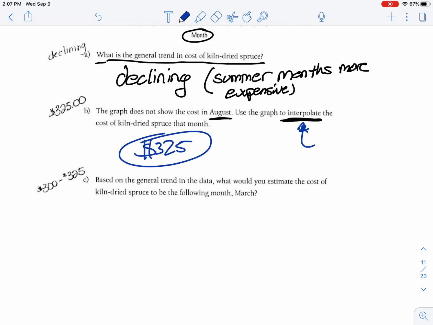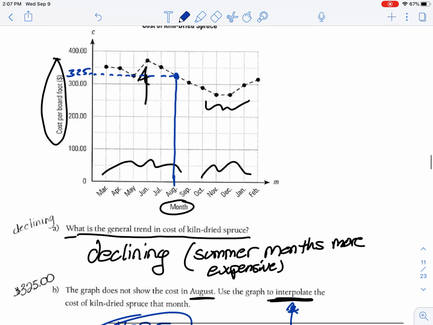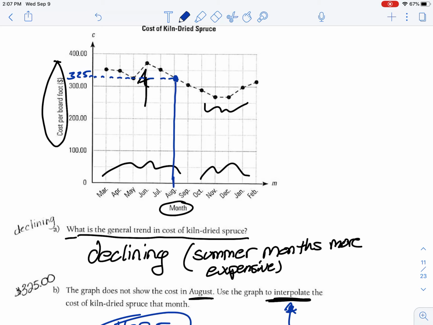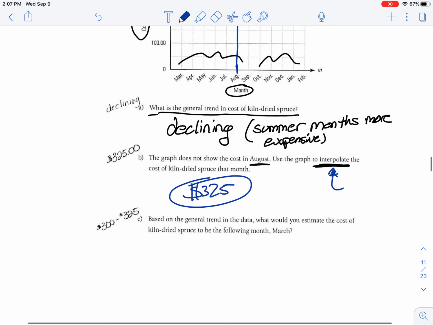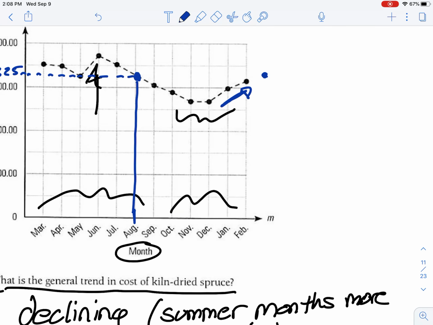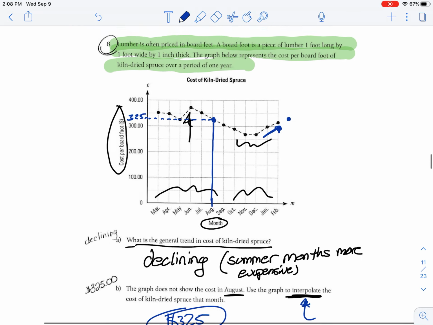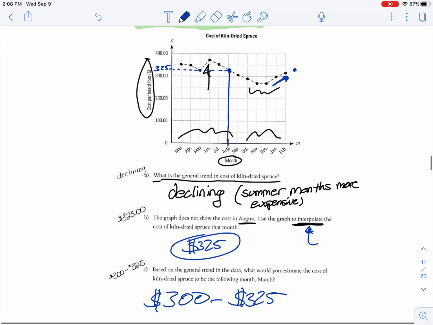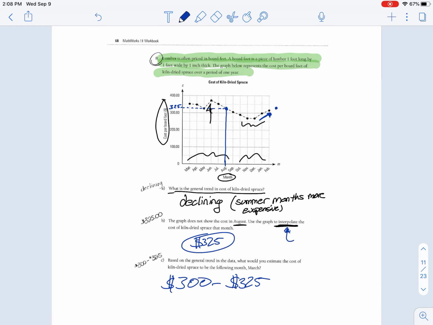Based on the general trend in the data, how would you estimate the costs of the spruce to be in the next month of March? Well, since we're somewhat increasing here, I would assume that the month of March would maybe be a little higher. Okay, so I would say it's going to be around 325 as well. So between 300 and 325. And again, why do I know that? Because those last few months there are increasing. So I'm going to extrapolate and guess that the next data value is going to be a little bit higher than the original point beyond. Okay, so there is interpolating and extrapolating.